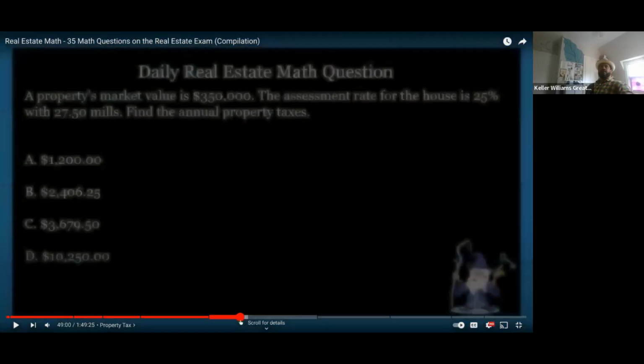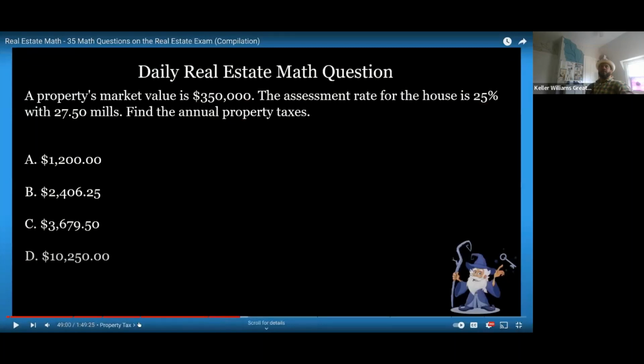All right, so let's look at another one like that. We're going to find the annual property taxes. So this one's market value is $350,000. The assessment is 25%, and again, it's 27.5 mils. So what's the answer on this one?